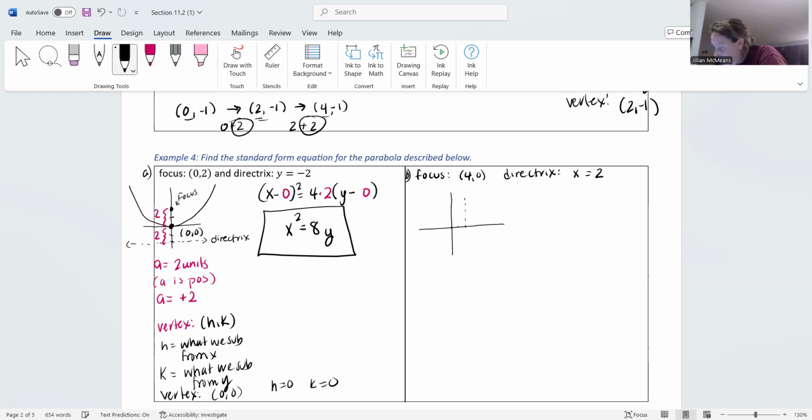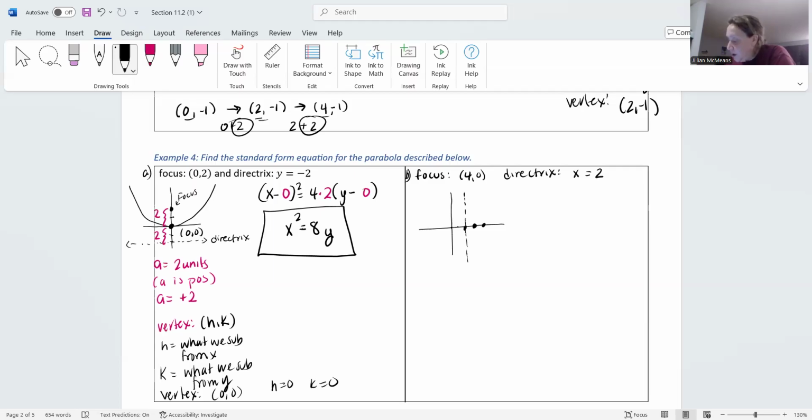So this would be my directrix. How do I know this? Because x equals 2 is the directrix. x equals indicates a vertical line through 2 on the x-axis. And then this is my focus. That tells me that my vertex has to be exactly halfway between the directrix and the focus, because the distance from the vertex to the directrix and the distance from the vertex to the focus are the same distance. So my vertex has to be here.